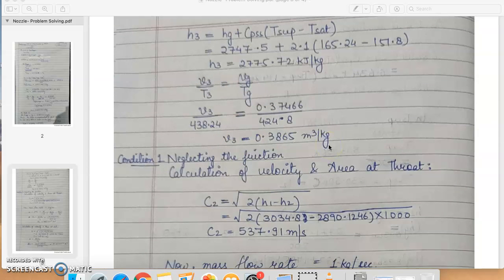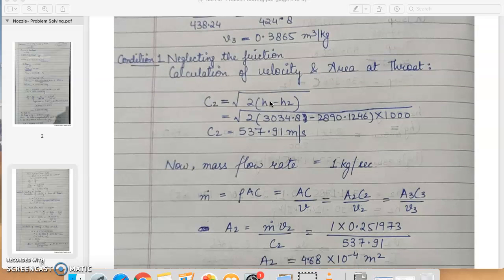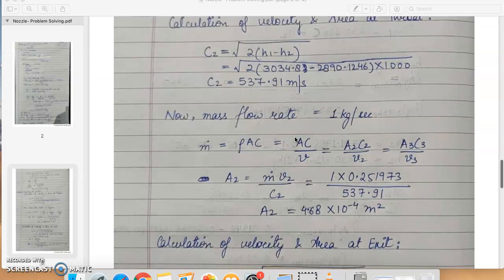Now we have been given two conditions in the question, which are neglecting the friction and considering the friction. By now we have calculated the factors, and now we are going to calculate whatever is asked in the question. Condition 1 is neglecting the friction, so we will find C2. C2 is equal to the square root of 2 into (H1 minus H2), and this 1000 is for conversion of kilojoules into joules. So we get C2 is equal to 537.91 meter per second.